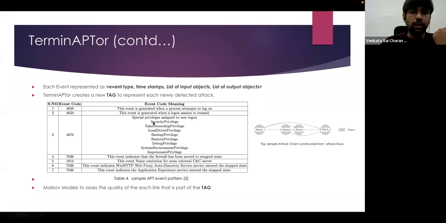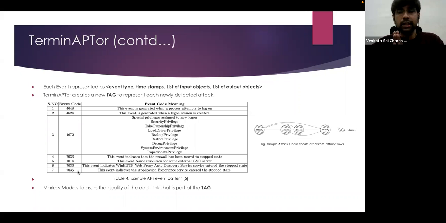And then after this series of privileges, the firewall went down, 7036. And after the firewall went down, a name resolution happened. That means it is trying to connect to an external command and control server for DNS name resolution. Then it will try to stop the Windows updates, and there are several host intrusion detection systems and Windows experience setups that it will also try to stop. So this is a series of events that we have identified.